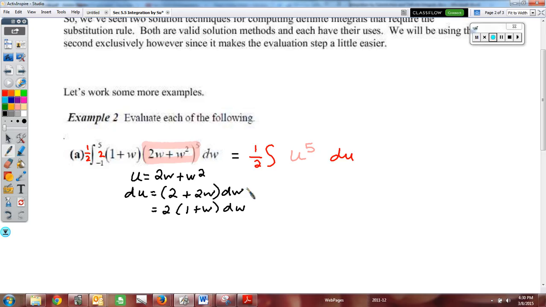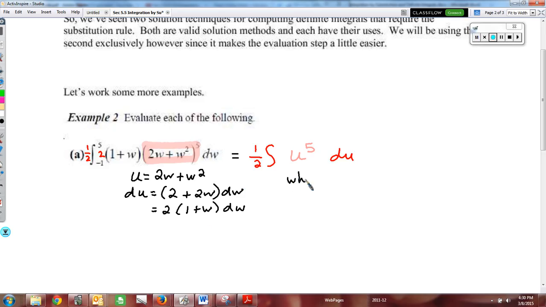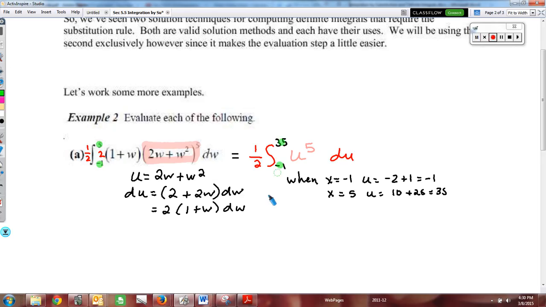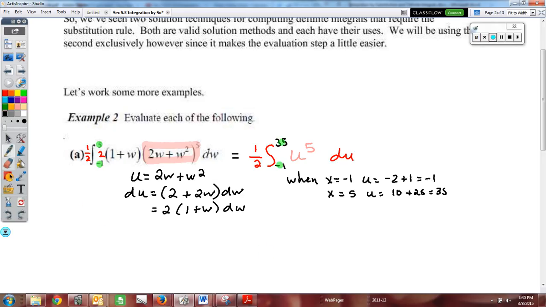Now I need to change my bounds. And a lot of times I just kind of down here show my work. When x equals -1, u is going to equal -2 plus 1 or -1. So I fill that in. And when x is equal to 5, u is going to be 10 plus 25 or 35. So I fill in my new bounds. So I am keeping my rule that what starts as a definite integral must continue to be a definite integral. And since I changed into u, I changed everything into u.